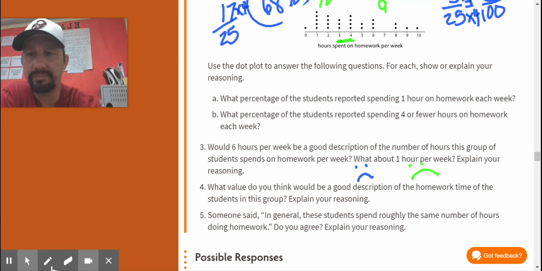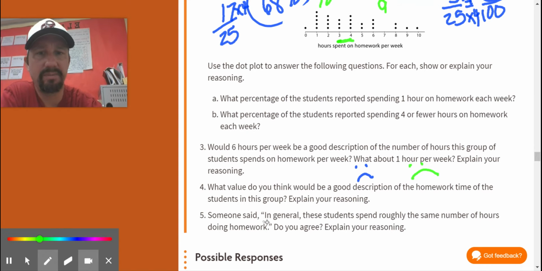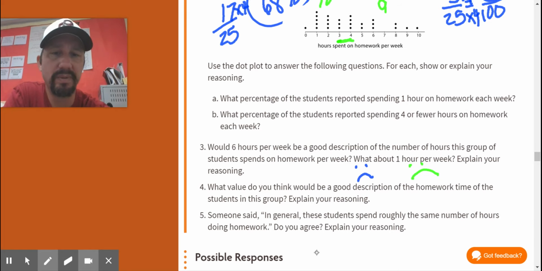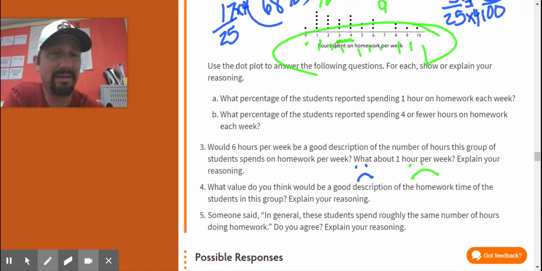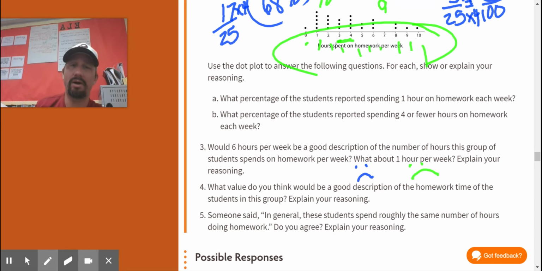Okay, so then we have someone said, in general, these students spend roughly the same number of hours doing homework. Do you agree? Me neither. I don't agree. One person did 0. You have some people that did 1, 2, 3, 4, 5, 6, 8, 9, 10. That's not about the same amount of time per week. That's spread all over the place.